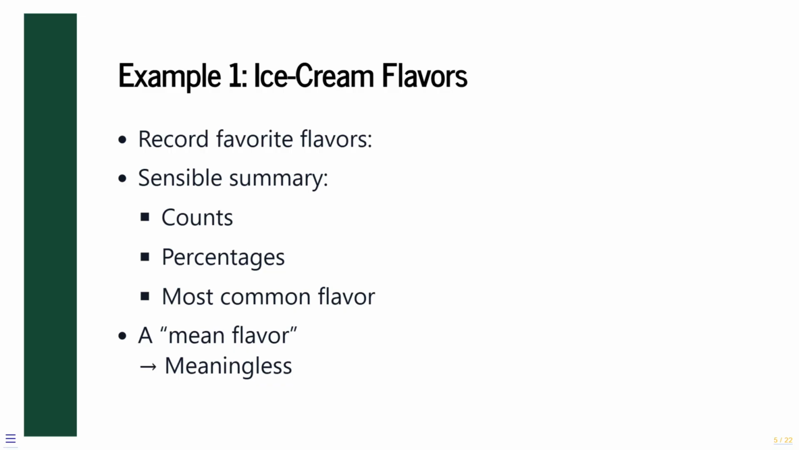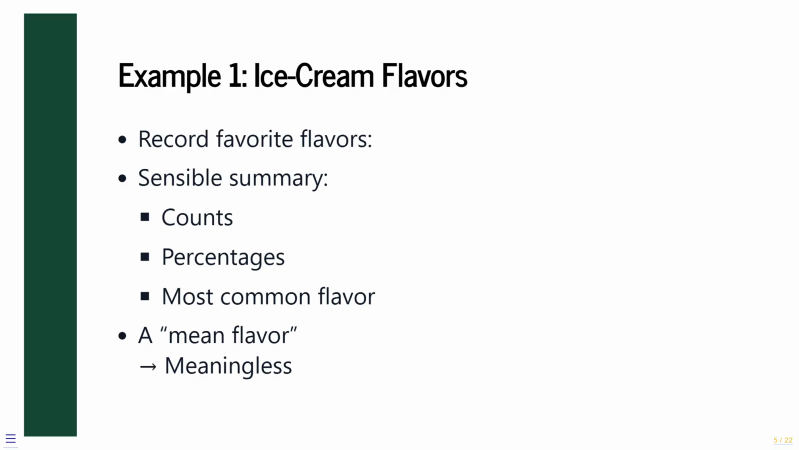Consider a simple example: favorite ice cream flavors. Suppose we survey a group of people and record whether they prefer chocolate, vanilla, strawberry, or something else. A sensible summary would report how many respondents chose each flavor and what percentage of the total each represents.